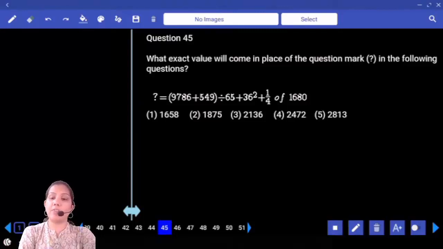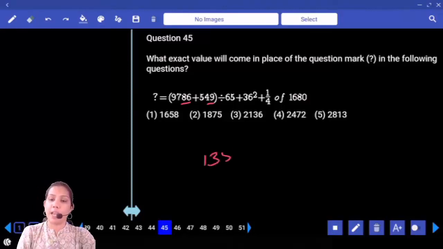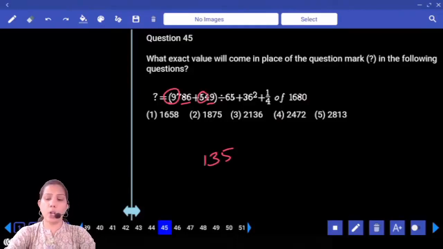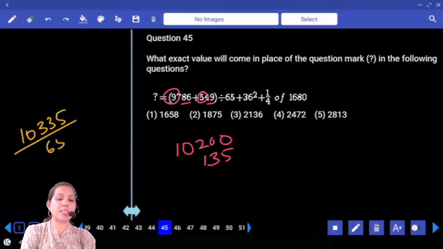9786 and 549. 86 plus 49, last two digits, is 135. Next, 9700 plus 500 is 10200. So the total is equal to 10335, divided by 65.